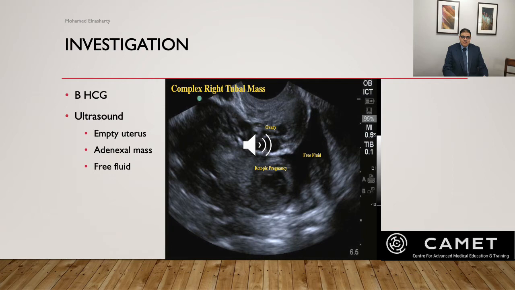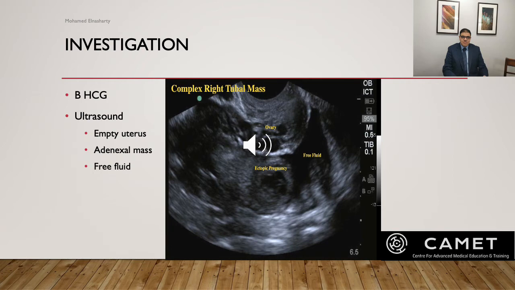The ultrasound features include an empty uterus, an adnexal mass moving separate to the ovary containing a gestational sac which can contain a yolk sac or a fetal pool, or a complex inhomogeneous adnexal mass moving separate to the ovary, or collection of fluid in the uterine cavity, which we call a pseudosac, with moderate to large amount of free fluid in the peritoneal cavity or pouch of Douglas, which might represent hemoperitoneum.